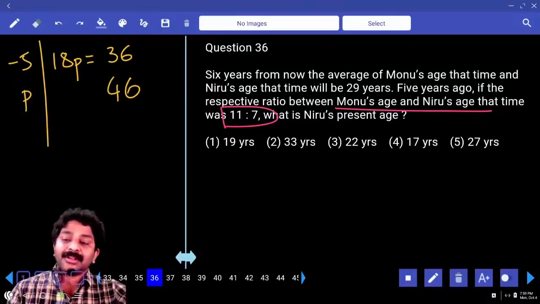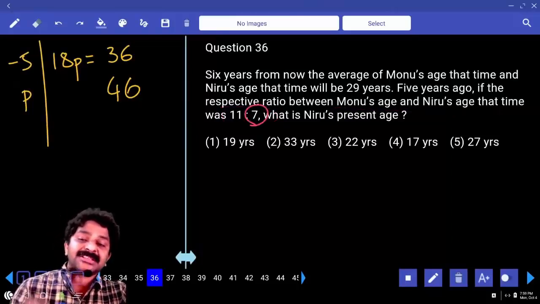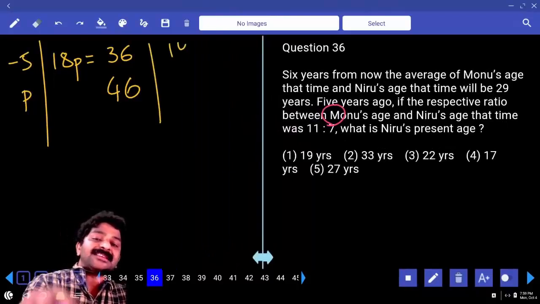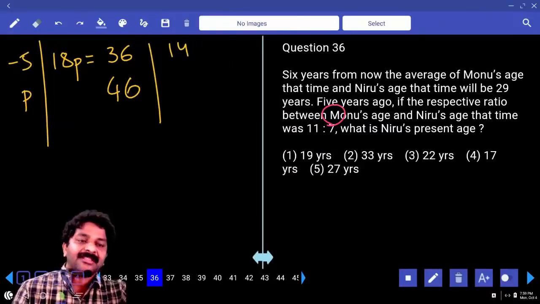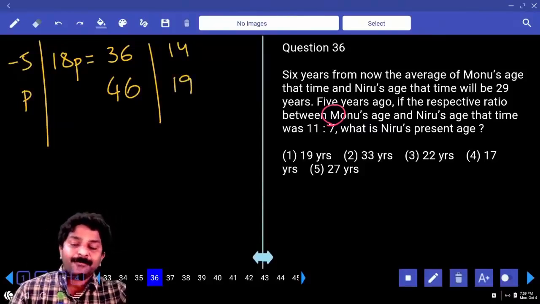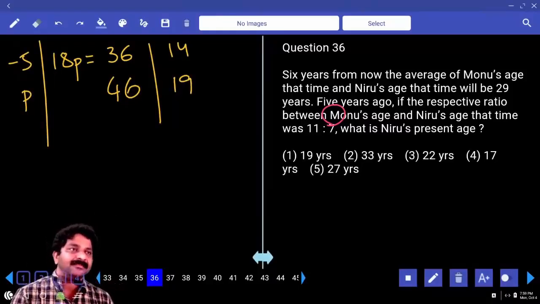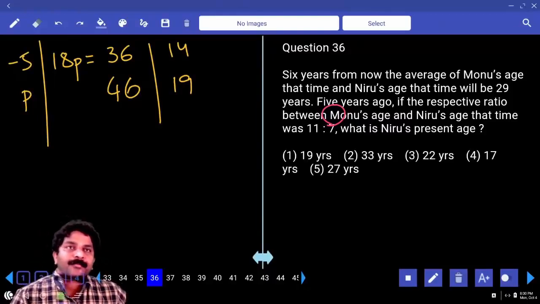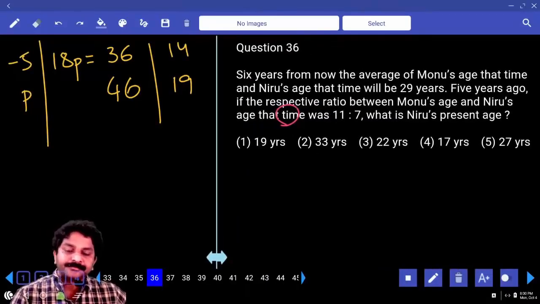Your question is about Neeru's age. Neeru's age in the past was 7 parts only. 7 into 2, so 5 years back Neeru's age was 14. Then to get the present age, we have to add 5 years. Then it becomes 19 only. First option, final. Is this clear?